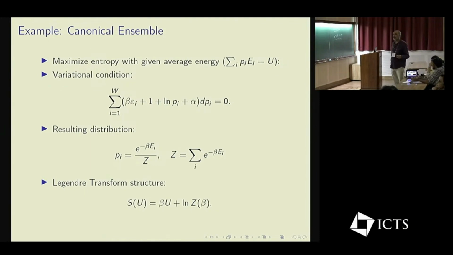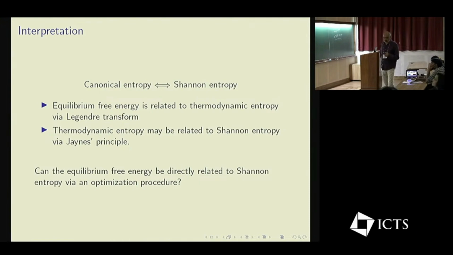So after obtaining the distribution, you say that now it satisfies the Legendre transform structure, in which you transform from the independent variable beta to the variable u. So this is the standard approach, in which we have seen that the canonical or the Gibbs entropy is equivalent to Shannon entropy at equilibrium. Also, equilibrium free energy is related to thermodynamic entropy via the Legendre transform. So according to Jaynes, the thermodynamic entropy may be related to the Shannon entropy. In fact, he thought that they are the same concept.